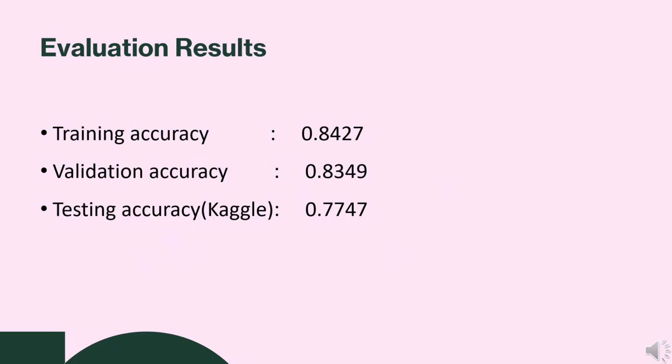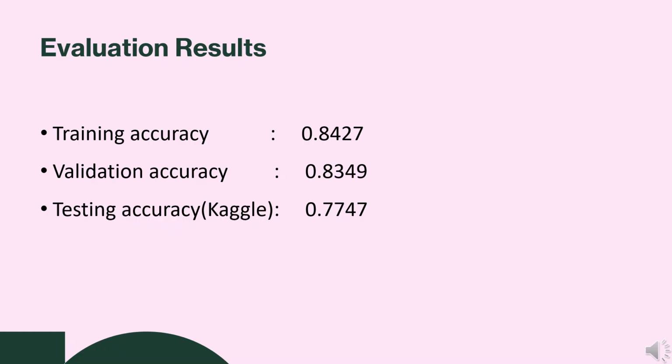Now let's take a look at the evaluation results of our genetic programming model. On the training dataset, our model achieved an accuracy of 0.8427. This shows that the evolved expressions were able to learn meaningful patterns from the data quite well. On the validation dataset, we obtained an accuracy of 0.8349.